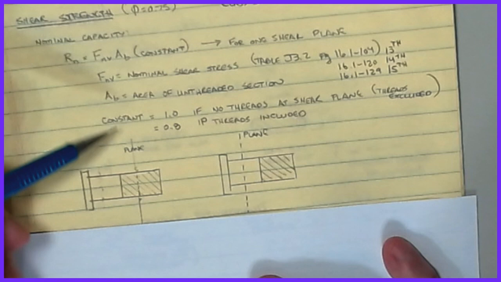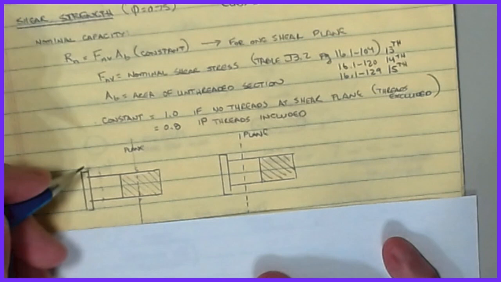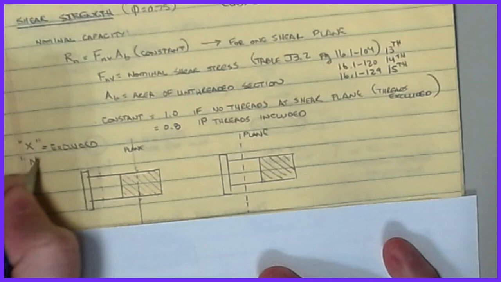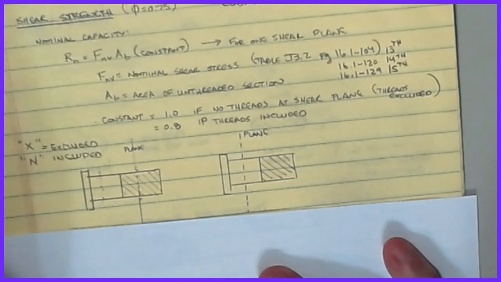All right, if my threads are in the shank, the unthreaded portion, which is what we call the excluded case, you'll see an X running around for excluded. And then you'll see an N that stands for included, because we all know that included starts with N, right? So these are the cases that we're dealing with.